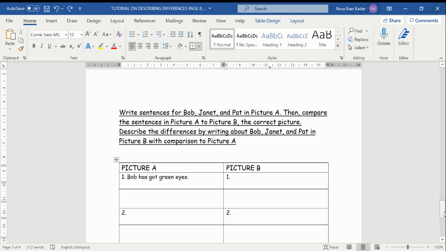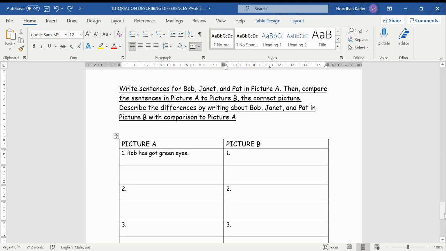Bob is a boy. So Bob hasn't got green eyes. Full stop. Then the second one will be, I can continue, but I don't want to confuse you. That is why I'm just doing it like this. Okay, so let's replace Bob with "he". He has got blue eyes.